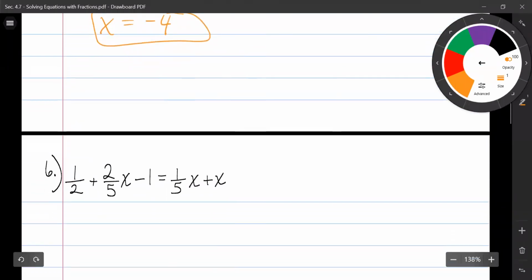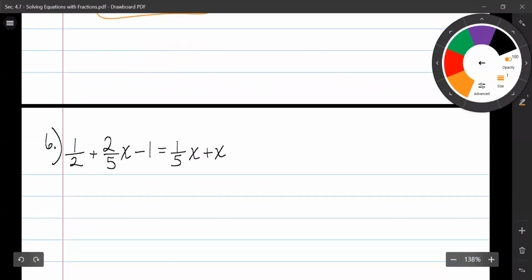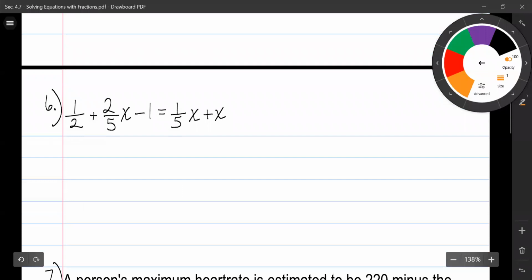All right, so number 6 is similar to that. So what is the LCD? But 2 doesn't go into 5. So 10. Okay. So multiply by 10 each term.